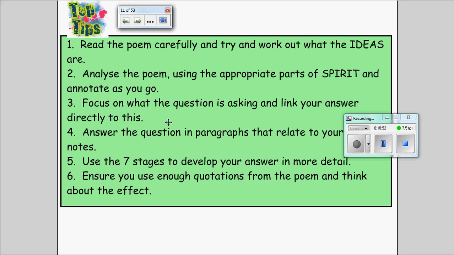Third, focus on what the question is asking, so reread the question, work out what it's asking you, and link your answer directly to this. There's no point just waffling on about anything, it has to be answering the question.